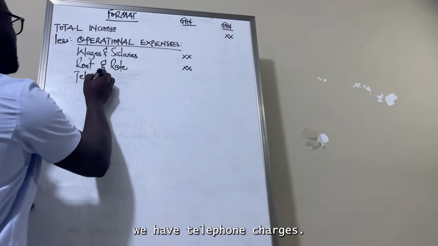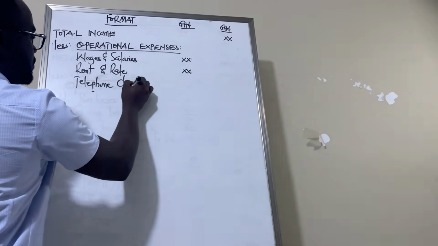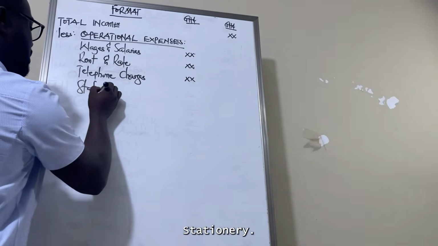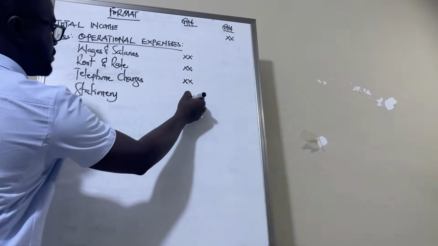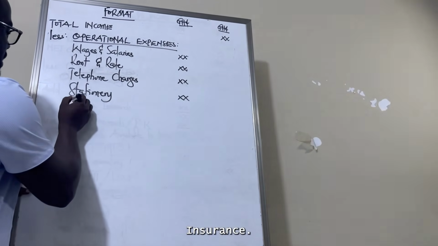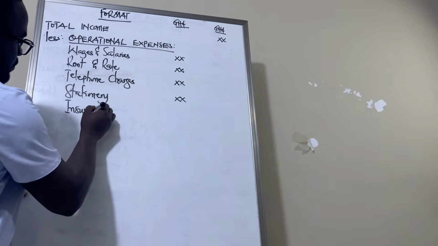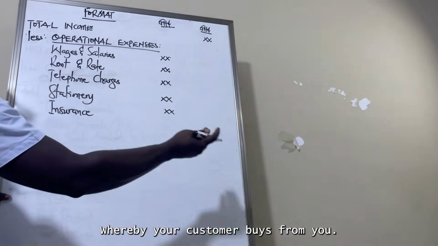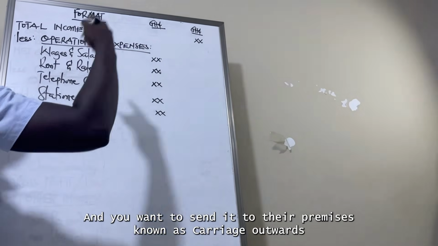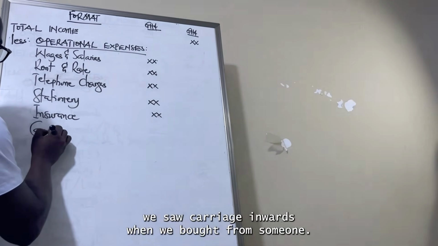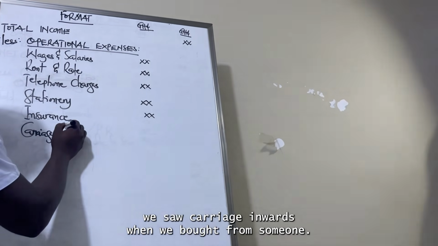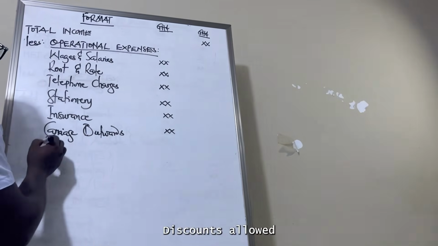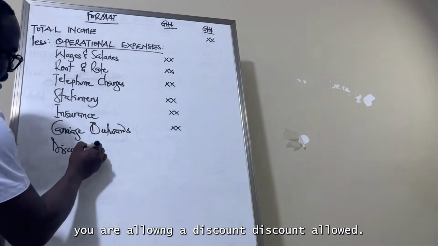We have telephone charges, a list of expenses, stationery, insurance, carriage outwards, a situation whereby your customer buys from you and you want to send it to their premises, known as carriage outwards. We saw carriage inwards when we bought from someone, so carriage outwards is also an expense. Discount allowed, you are allowing a discount.